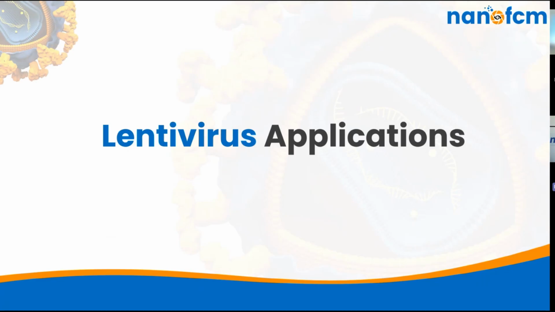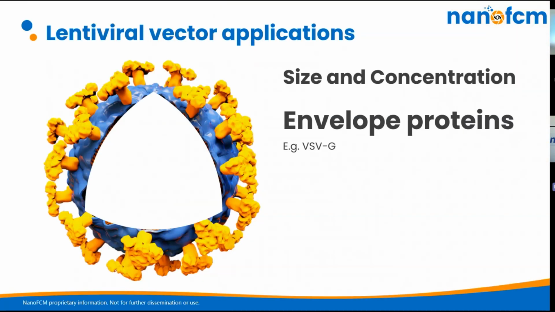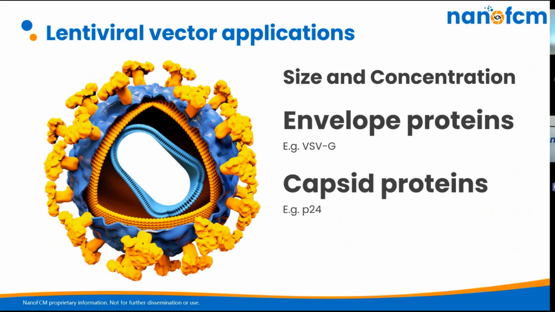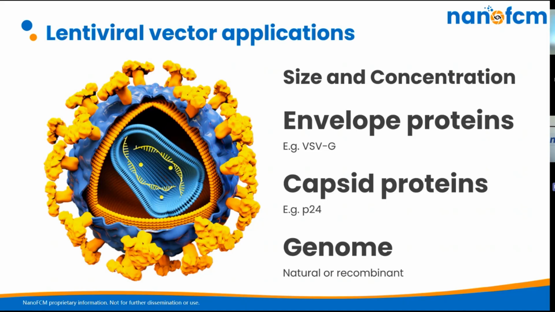This reflects in lentiviruses as well in terms of viral delivery. So we've done some work again with size and concentration, unlabeled and labeled as well. We can look at envelope proteins such as VSVG, capsid proteins such as P24, and the genome, whether natural or recombinant, using much the same strategies that I have just outlined in extracellular vesicle work and LNP work.